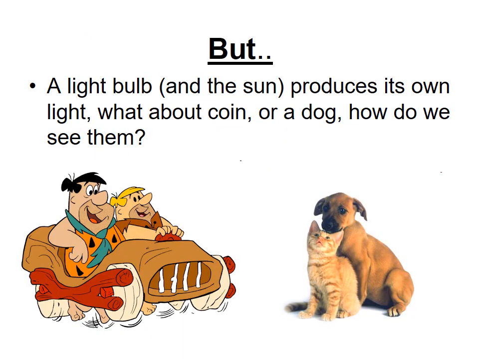So that makes sense for a light bulb. It produces its own light and sends it into your eyes. But as you know, there are some objects, like this dog and cat over here, that don't produce their own light. They're non-luminous. And unfortunately, we have a driver heading towards them. If they don't produce their own light to go into Barney's eye as a driver, how will Barney know they're there? Well, you guessed it.